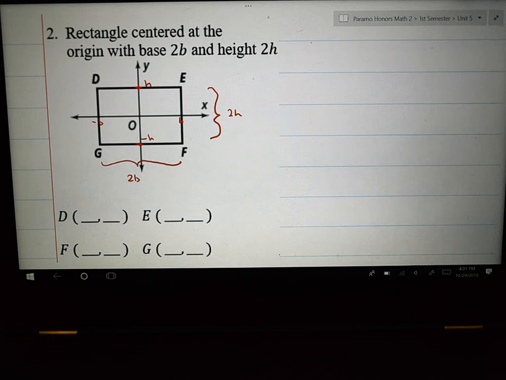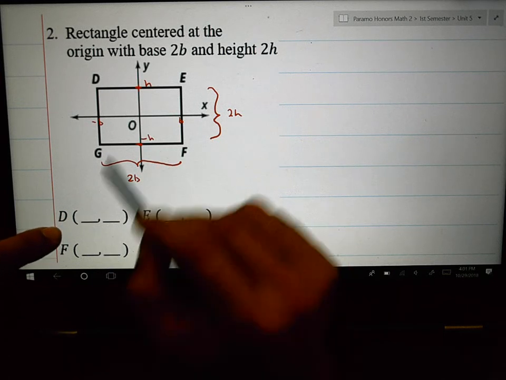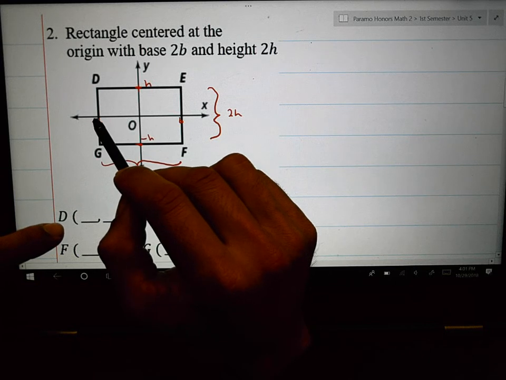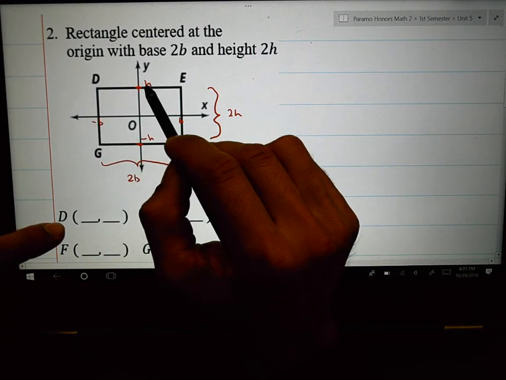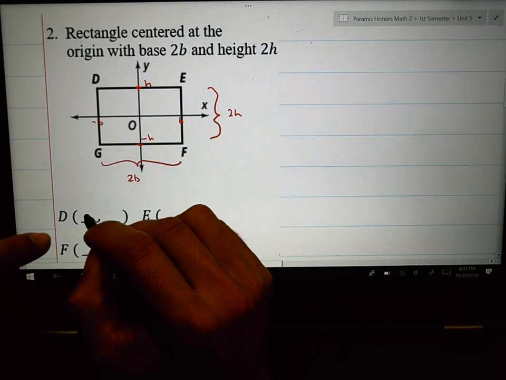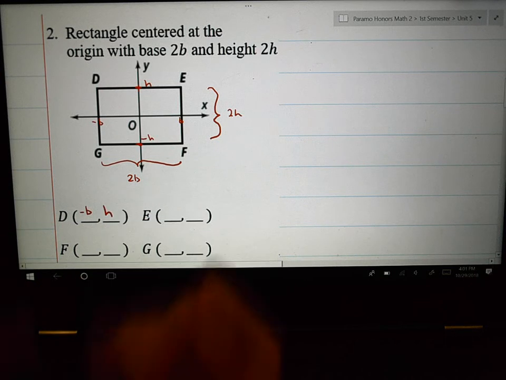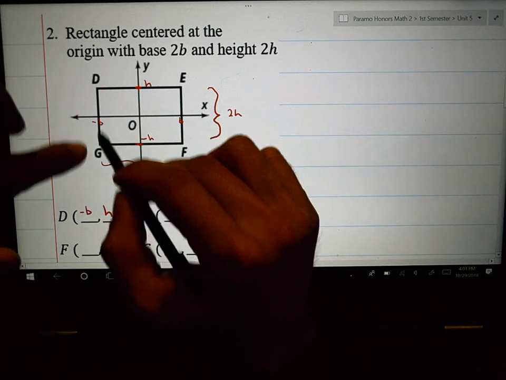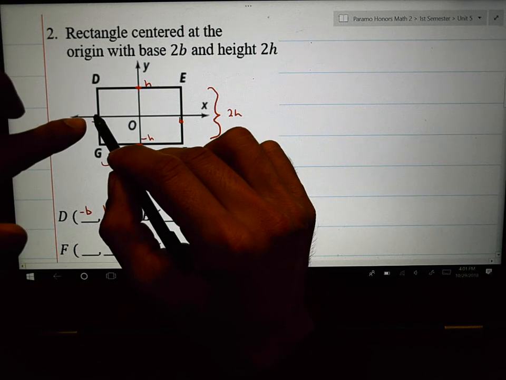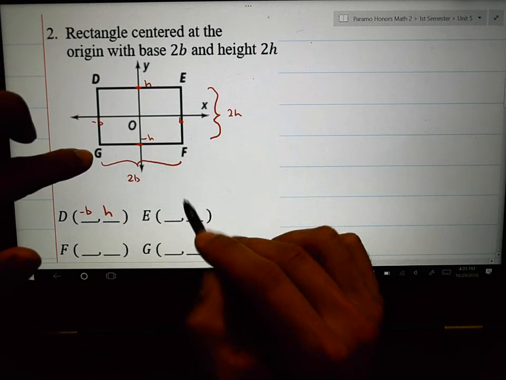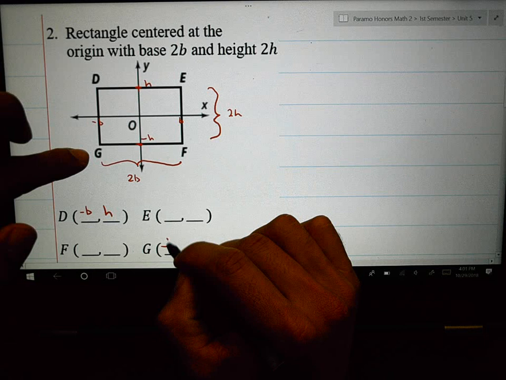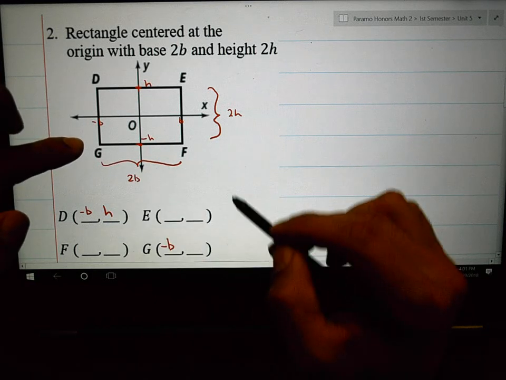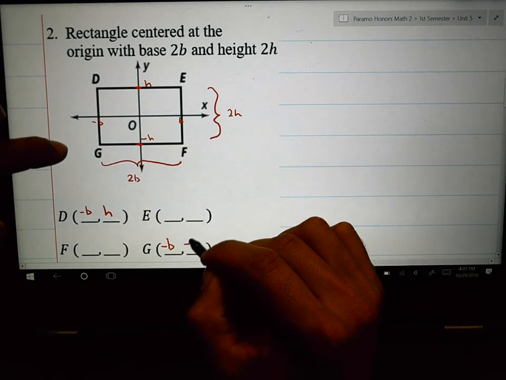So now that we've said that, let's figure out where point D is. If I go left negative b units, and I go up positive h units, D has to be negative b, h. Which also means if I were to go negative b units to the left and down h units, that tells me that G is at negative b, negative h.